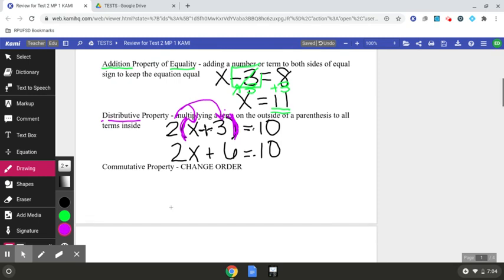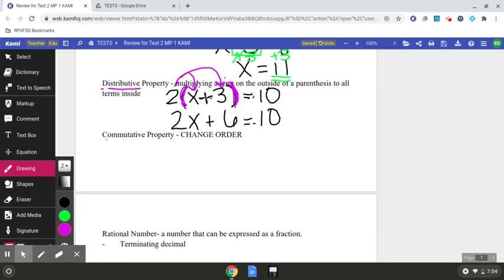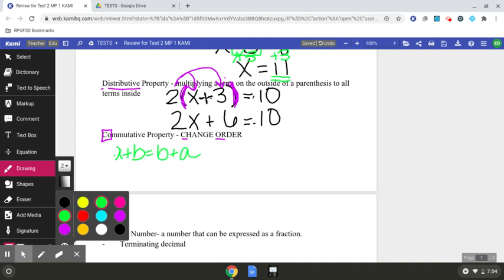The next property is the commutative property. This is our change order. I remember it by CO, change order. So an example of this, I'll give you a couple just so that we can start off basic. If I just did A plus B is equal to B plus A, that's a very basic example of the commutative property. We are changing our order of the A and the B.